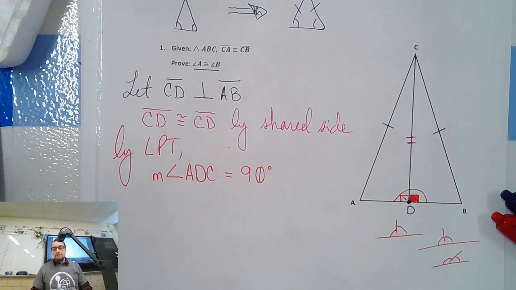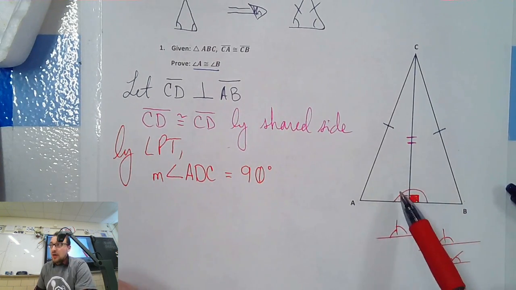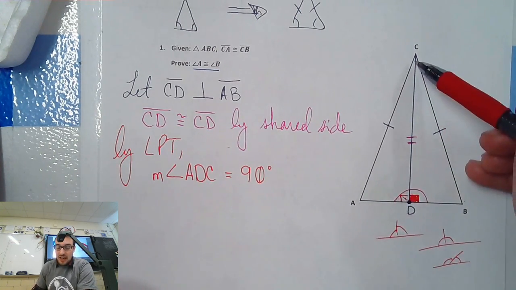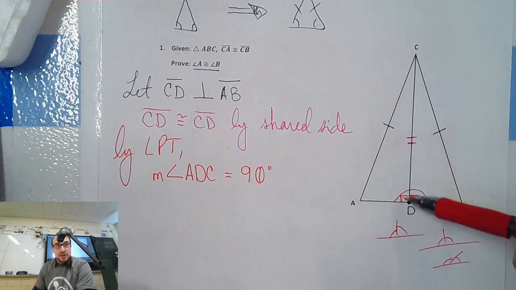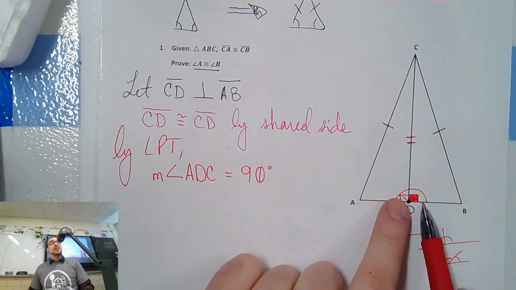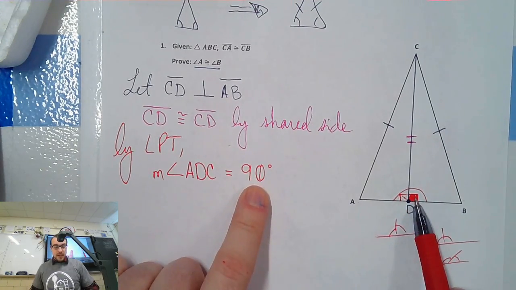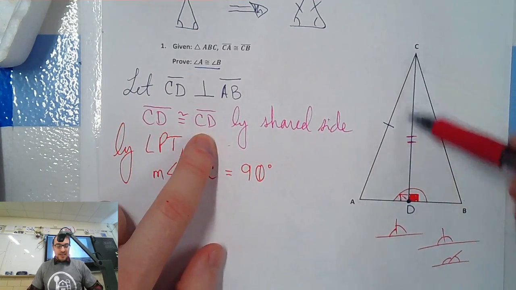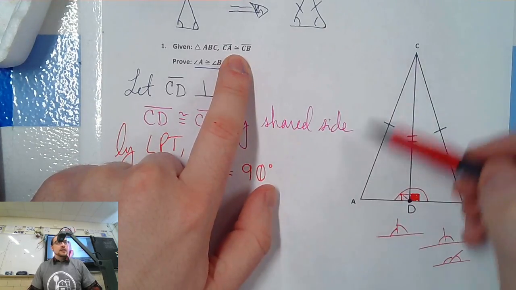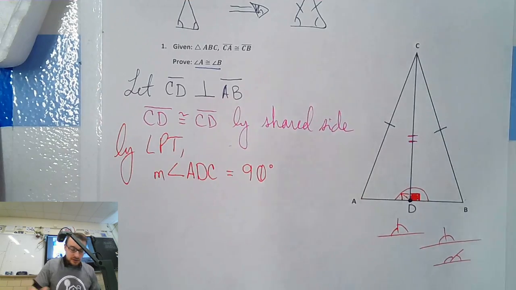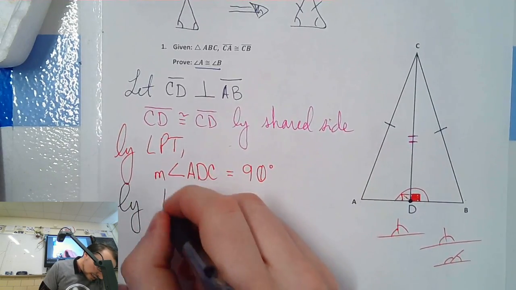Okay? Now check it out. Now I know both triangles are right triangles. So now I can say they're congruent by HL because hypotenuses match and legs match. Remember, we're only allowed to use HL when we know they're 90s, right? And now we do. So we've got that they're 90. We've got that their legs match. And they gave us that their hypotenuses match, right? So now we can say by HL, the triangles are congruent. So I'm going to write by HL.